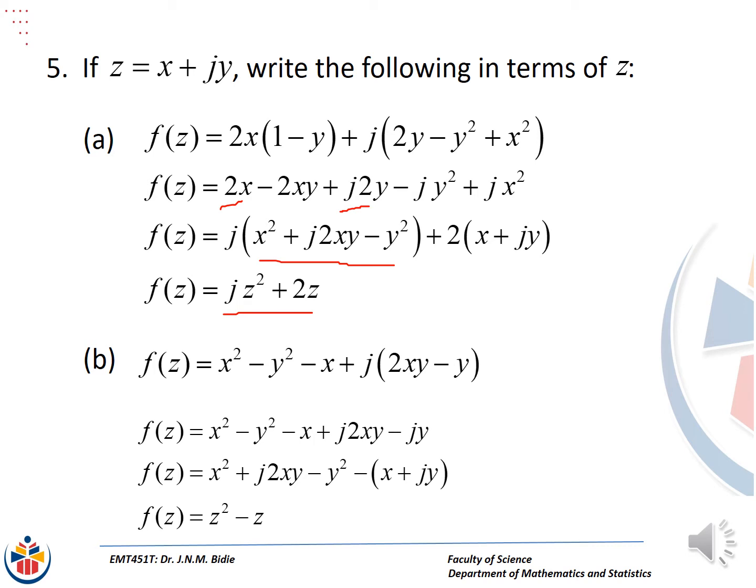Then we go to B, given x squared minus y squared minus x plus j into 2xy minus y. So same thing, remove the brackets first, and then again we get the similar situation where we have x squared plus j2xy minus y squared. We group them together so that we know that they will form x plus jy all squared. Then the other two terms, we group them together, taking out the negative, so that we're left with x plus jy. Wherever there is x plus jy, we substitute z, and those three terms give us z squared.